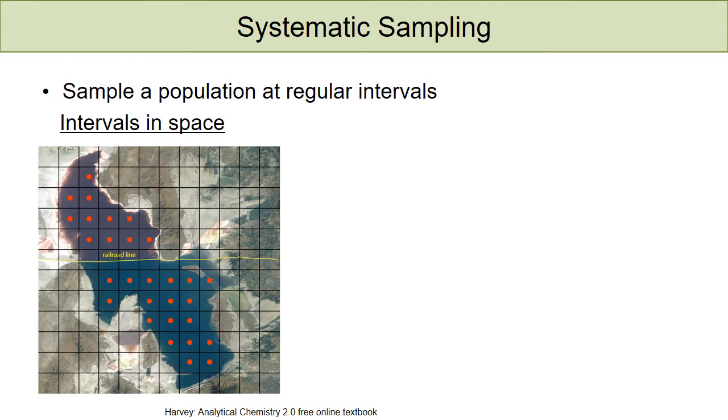And in this case, you're sampling a population at regular intervals. And because your heterogeneity can occur in space, of course, you can have the intervals in space. So our image here of the lake, this is the Great Salt Lake in Utah. And apparently this is a satellite photo. You can find it in the Harvey chemistry textbook. And a railroad crosses the lake in the middle. You've got the portion above and below with different chemistries, and it's divided into a grid with regular intervals, and you take a sample in each of those grid locations at that regular interval.